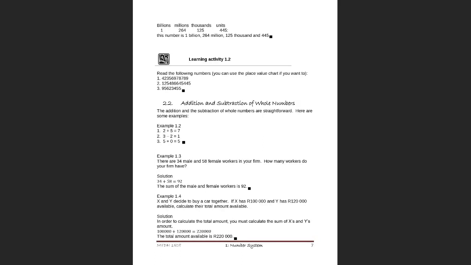Now let's look at other examples. The first one says read the following numbers in words. Who can read the first one for us? Let us write 7, 8, 9. Yes, Mohau. So number 1 is 42,256,978,789. Good. Because you can see that here we have 9 zeros. Let me write it very well. This one here will be a billion. Here will be a million. Then here will be some 100,000, and here will be 1,000. Can you see that?